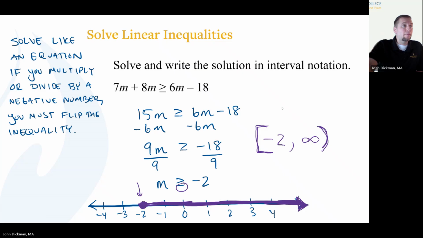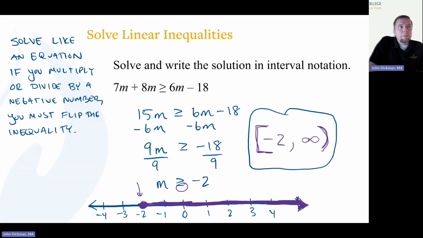All right. So this is the actual answer to this problem, and this is what you need to be putting into Newton. Square bracket -2, comma, infinity, parentheses. And this is where people fall down. It's not that you didn't get m is greater than or equal to -2. I'm sure you got that answer. But then translating that into interval notation, that's the tough part.